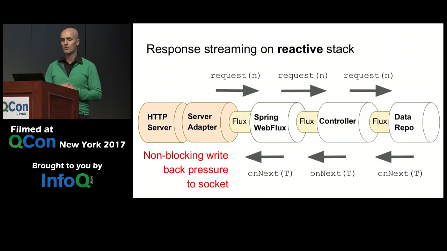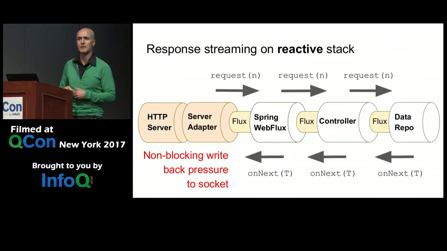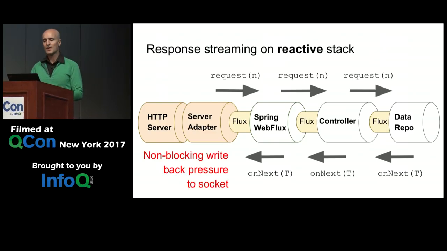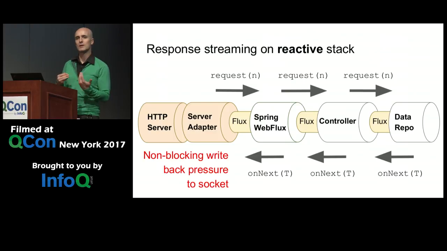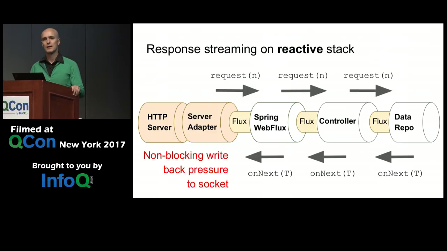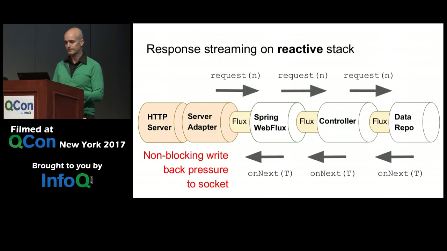And that's very powerful because if the HTTP client is slow, let's say a flaky client over a bad network, and we're not ready to write, the non-blocking runtime gives us a way to check for that. We can translate that into back pressure, and that will go all the way upstream to say, don't give us any more items because we're not ready to write them. And that's a very powerful mechanism.